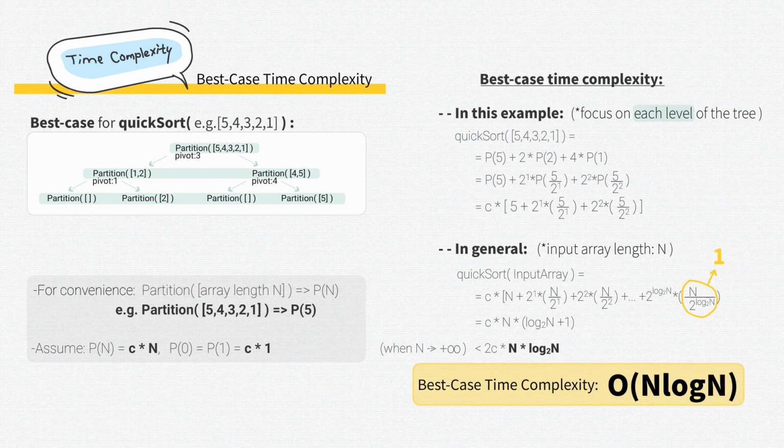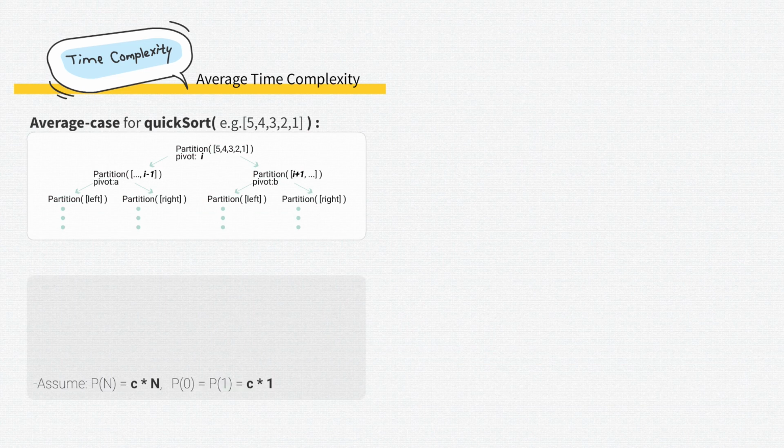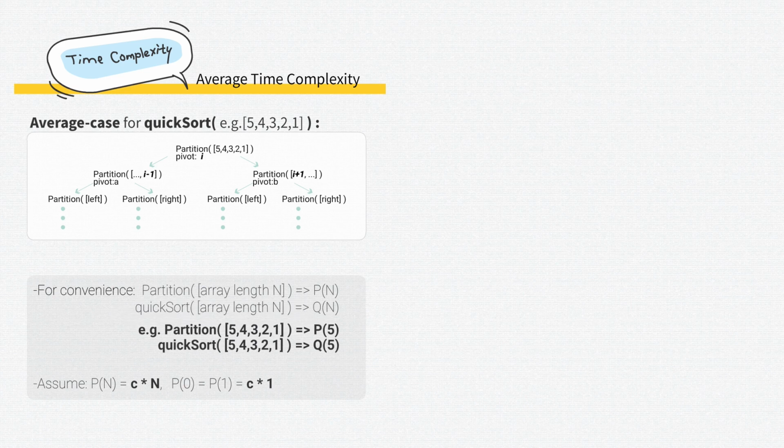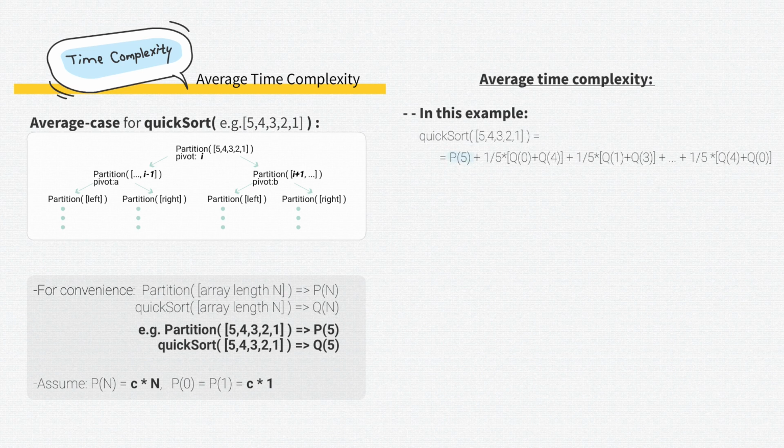Last but not least, let's discuss the average time complexity. For convenience, we use Pn to represent the time it takes to partition an array with n elements, and use Qn to represent the time it takes to quicksort this array. In this example, the average time it takes to quicksort is like this. The first term is P5, which represents the time it takes to partition the array 5, 4, 3, 2, 1.